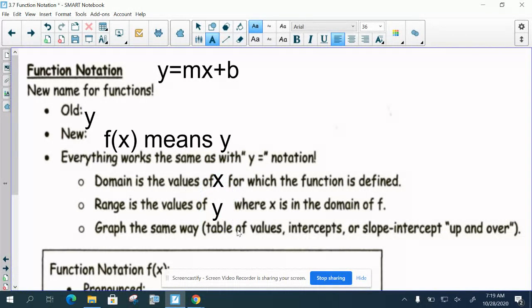Okay, so you graph it the same way. You can make a table of values, you can find the x and y intercepts, or you can use slope-intercept form where you plot the b and use the slope to get another point.